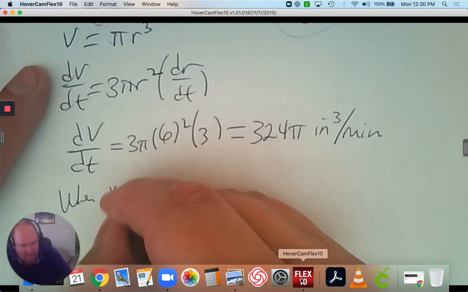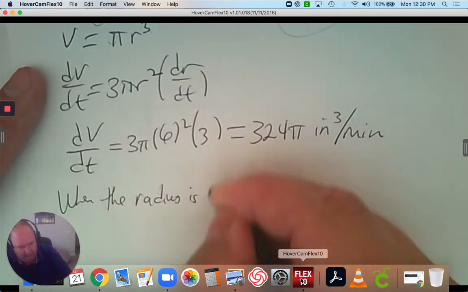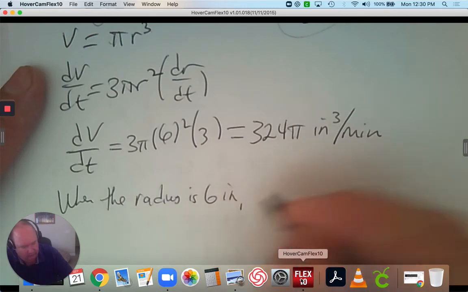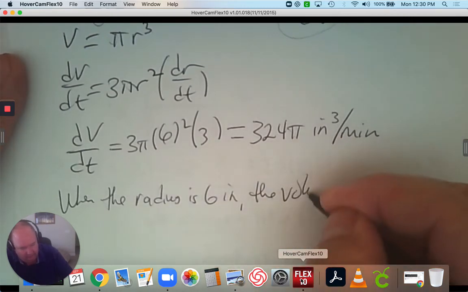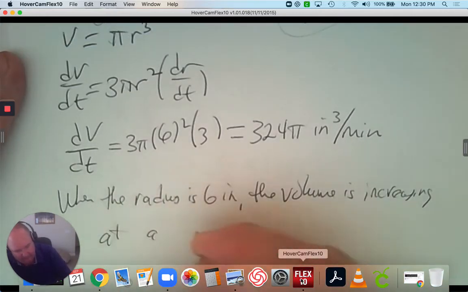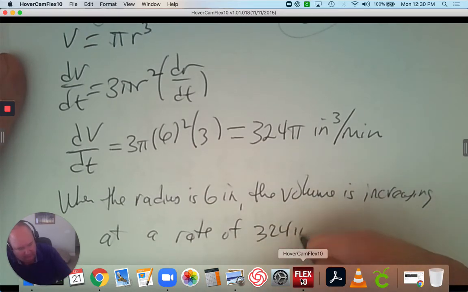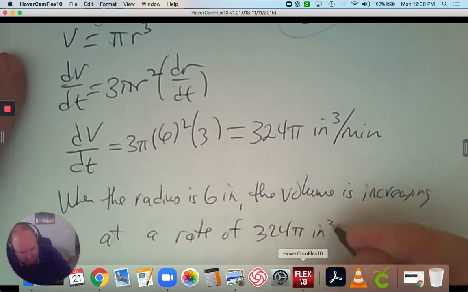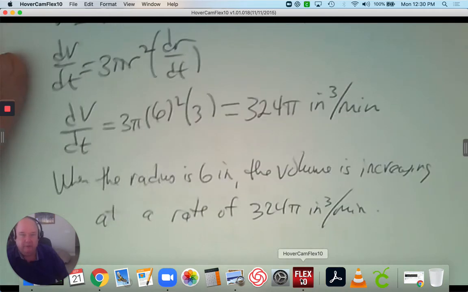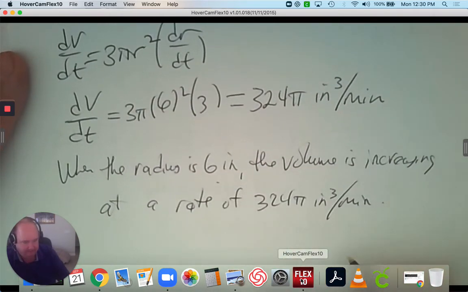When the radius is 6 inches, the volume is increasing at a rate of 324 pi inches cubed per minute. So you have a great sentence that includes what was given in the question, and you answered it. Number 10.